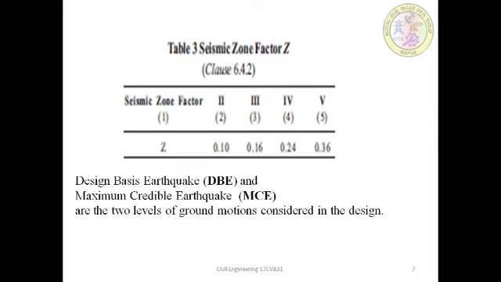Whatever the IS code says, the zone factor is given in this table as 0.24 for zone 4. Zone 4 covers the Jammu and Kashmir region, Ladakh, Himachal Pradesh, Uttarakhand, Sikkim, and parts of the Indo-Gangetic plains like North Punjab, Chandigarh, Western Uttar Pradesh, Tehri, then North Bengal and the Sundarbans areas. The capital of the country, Delhi, also falls under zone number 4.